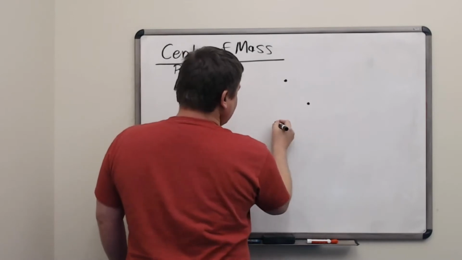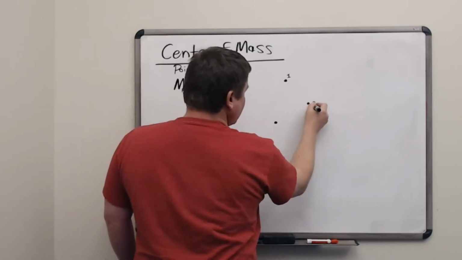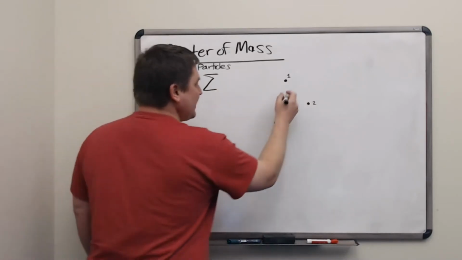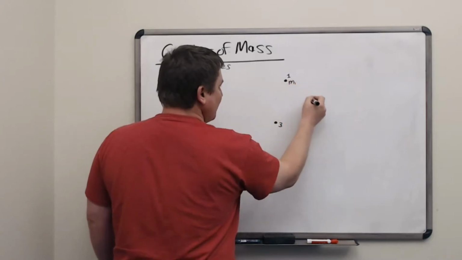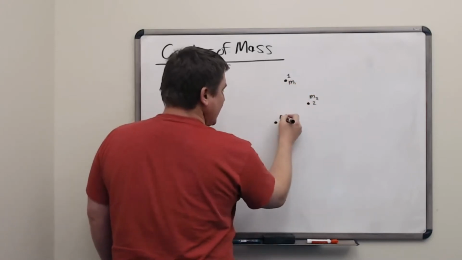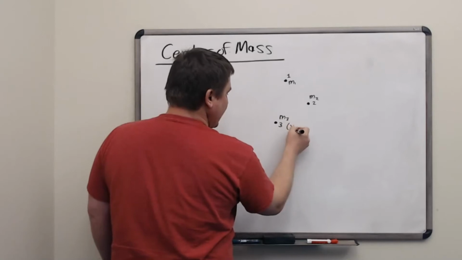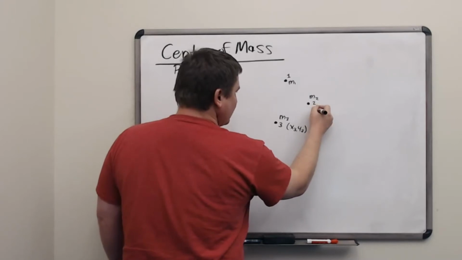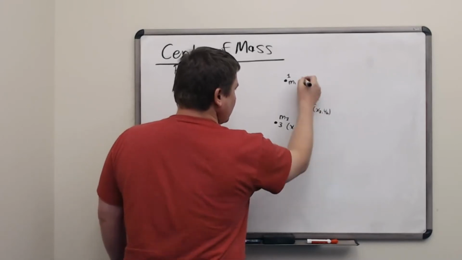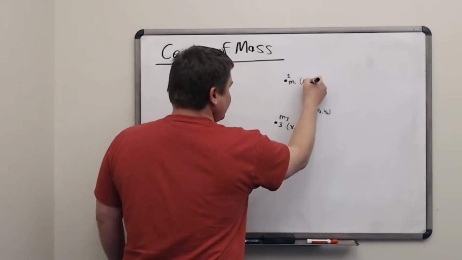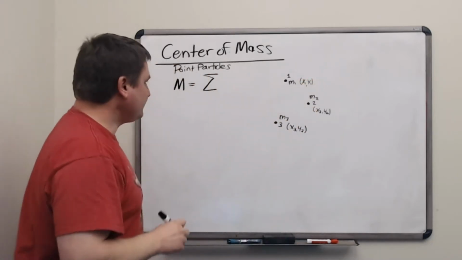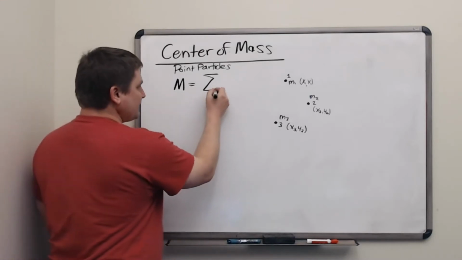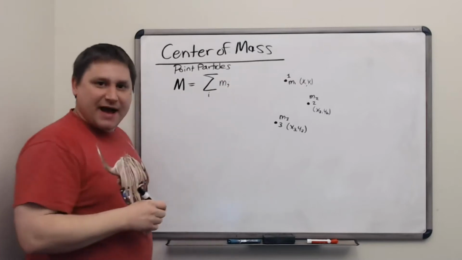So we imagine a collection of objects that themselves don't have any size, but have distinct masses, m1, m2, m3, and distinct x and y coordinates, x3, y3, x2, y2, and x1, y1. To calculate the total mass of this system, our notation is just to sum up the mass of each object.